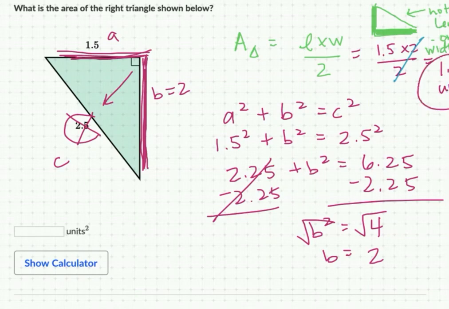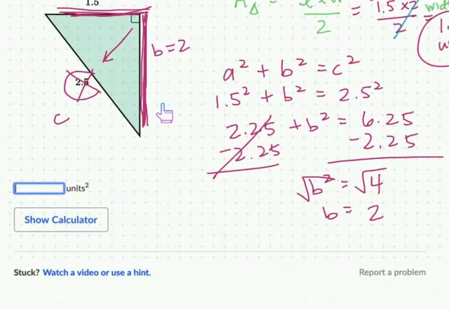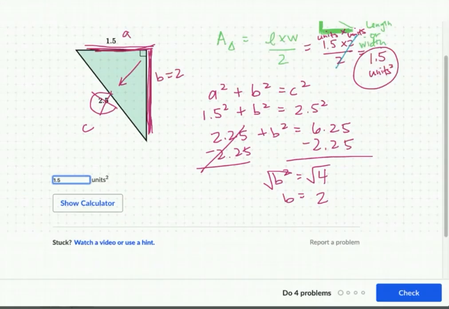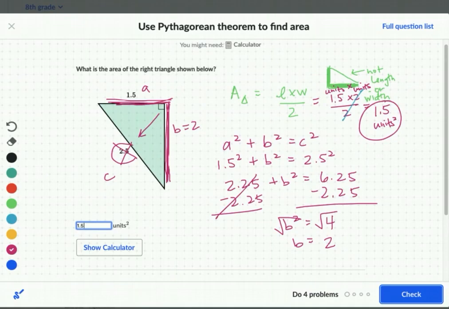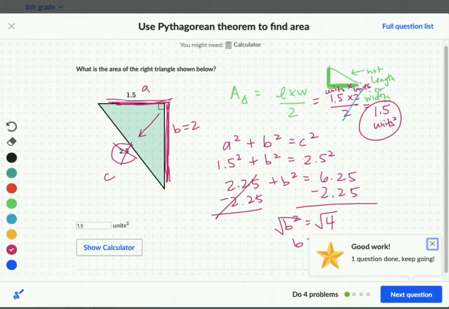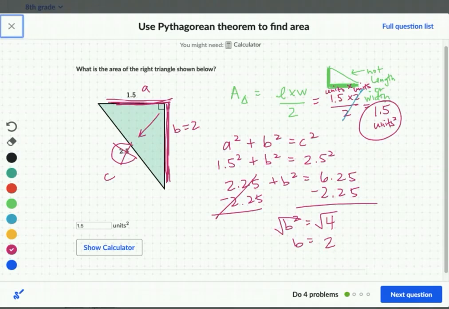units squared. Now the reason why it's units squared is because this was 1.5 units and this was 2 units. So units times units was units squared. So that's why area problems give you squared units at the end, because the units themselves are being multiplied. So the answer is 1.5. Again, you could have also put this in the calculator, 1.5 times 2, and then divide by 2. You're still going to get 1.5 at the end.